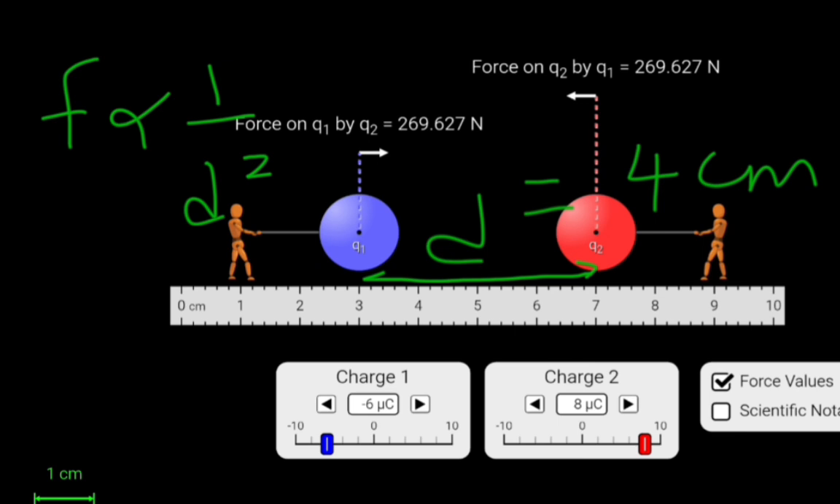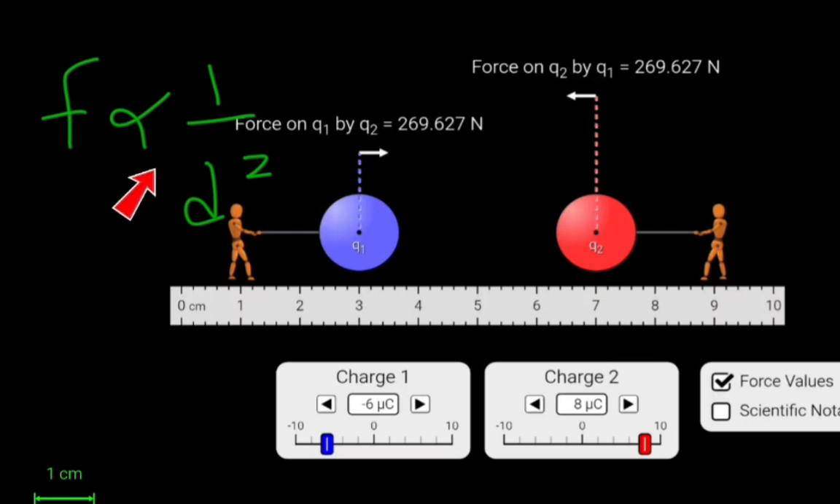Now let's look at the force. You can see that the force exerted on Q1 by Q2 has reduced to 269.627 Newton. The same thing happens to the force exerted on Q2 by Q1. It's also reduced to 269.627 Newton. What does that prove to us? It proves that Coulomb's law of electrostatic interaction is correct, which tells us that if the distance of separation between two charged bodies is changed, either increased or decreased, there will be an effect on the amount of force they exert on each other.